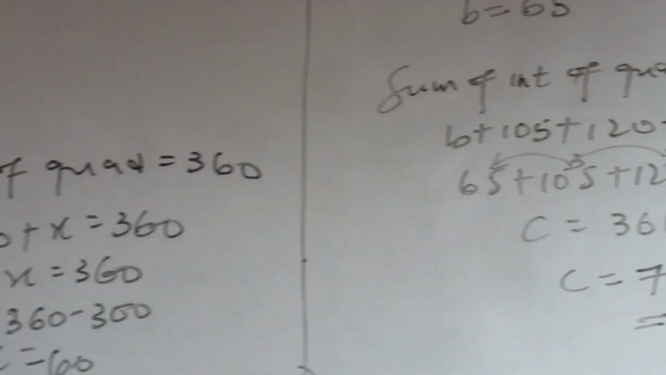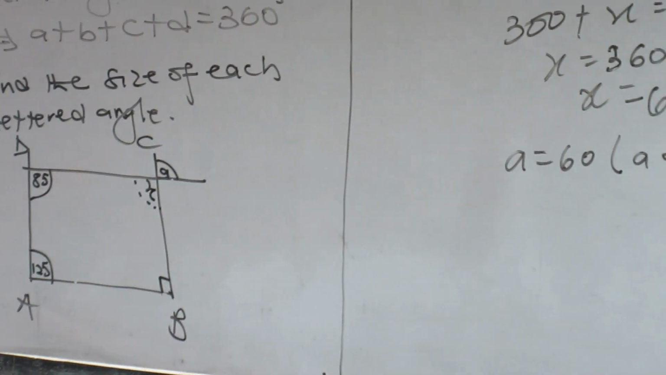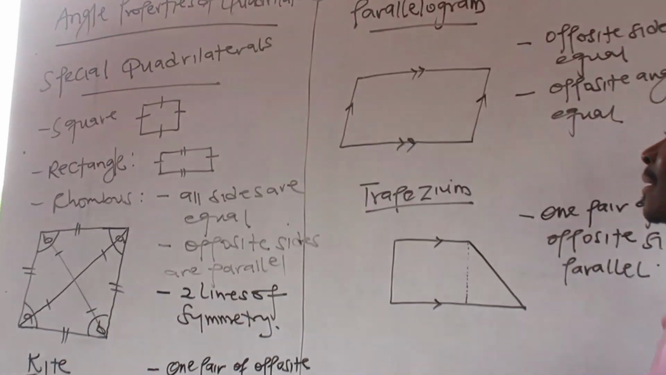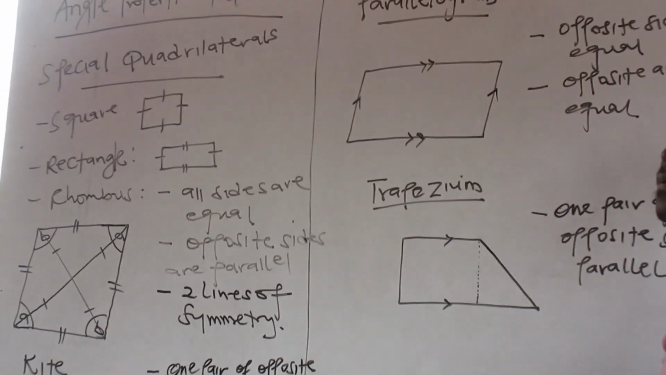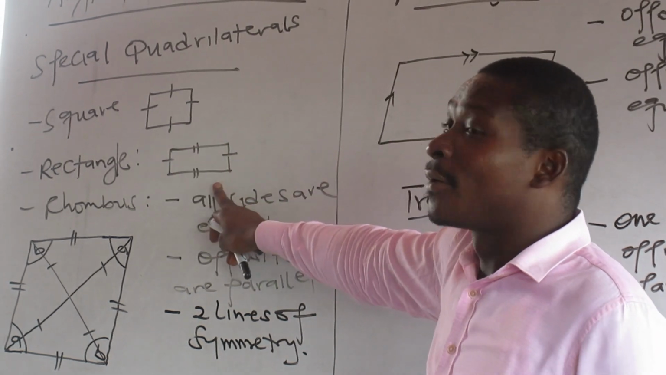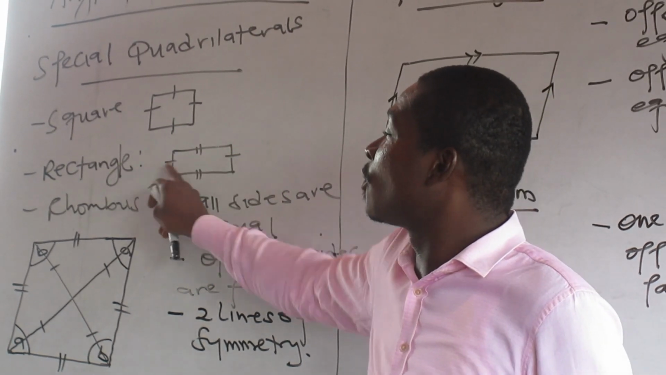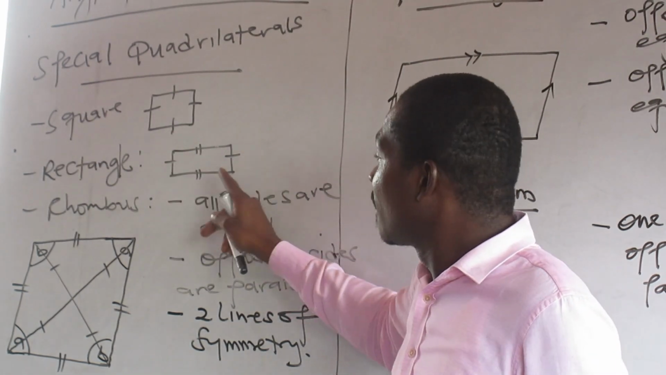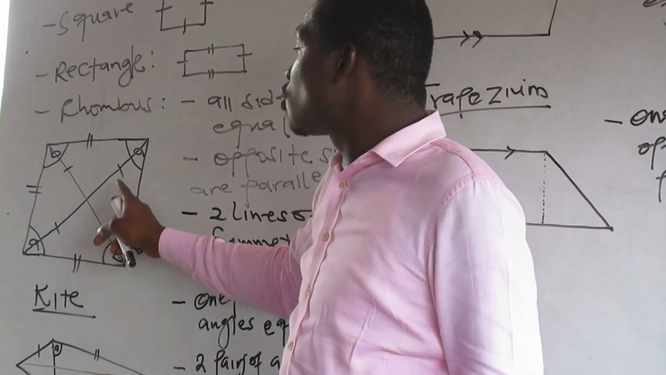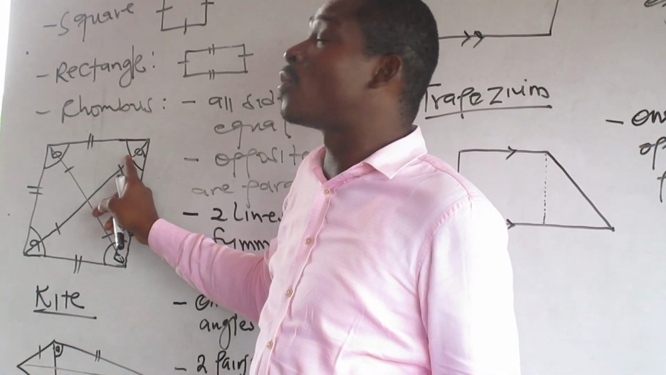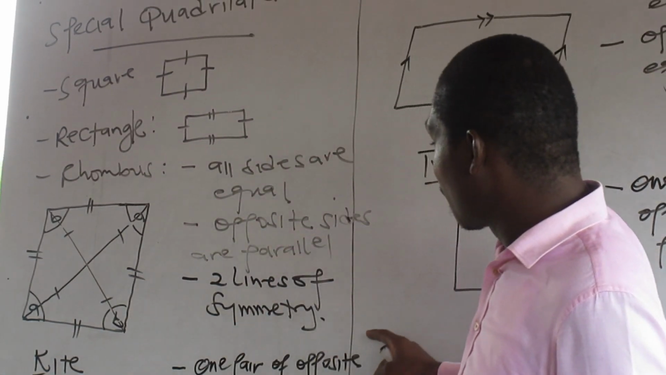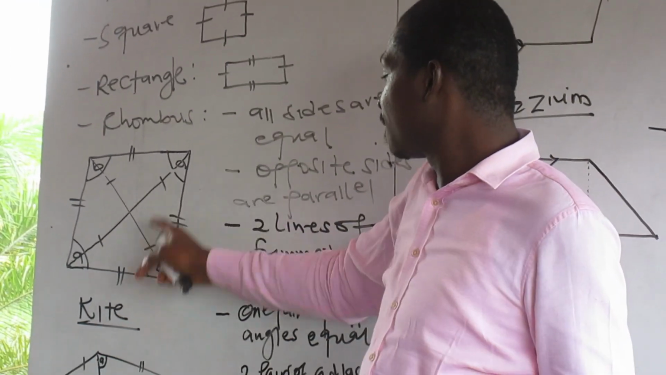Okay, so that is angle properties of quadrilaterals. Let's go to special quadrilaterals. A square, all sides equal. Rectangle, two opposite sides are equal, right? Top, side. Rhombus, all sides equal. A rhombus has two of its opposite internal angles equal. This is A, that's a rhombus. This is B, that's a rhombus, right? A line of symmetry, that's what you see.